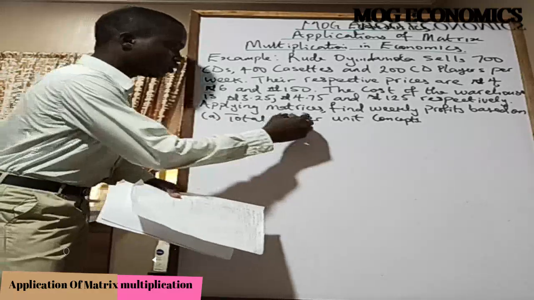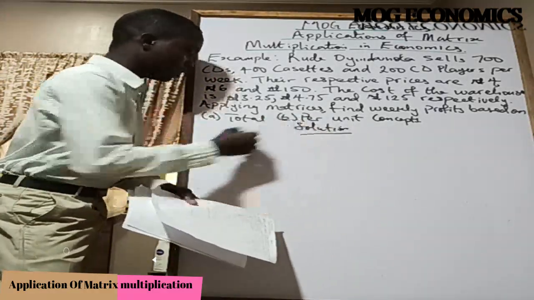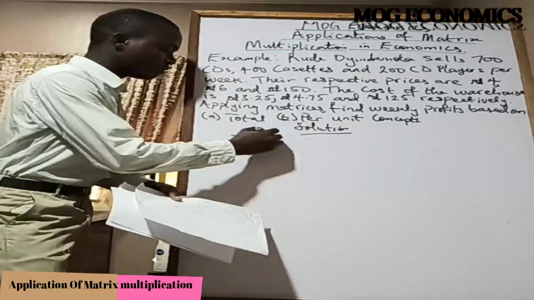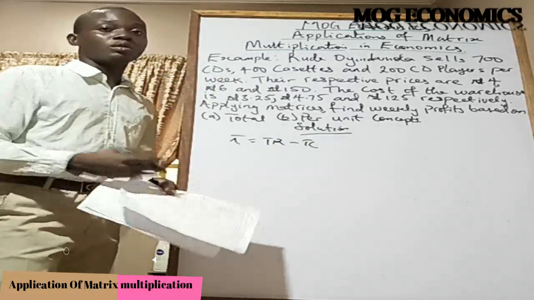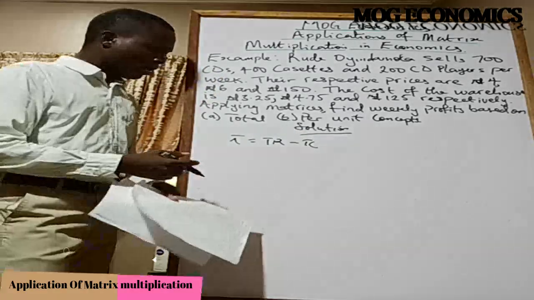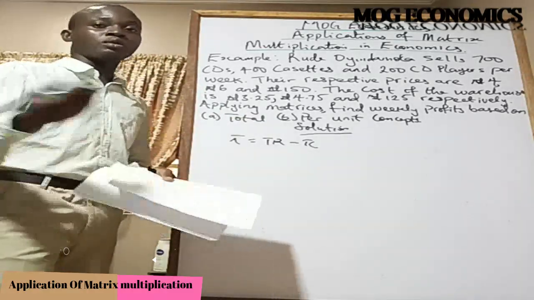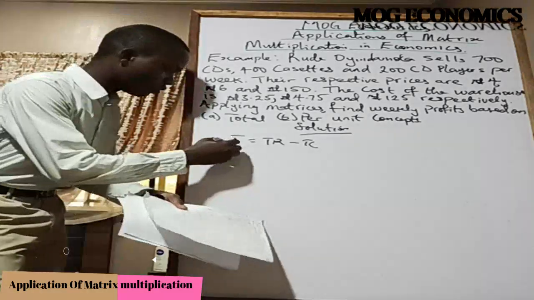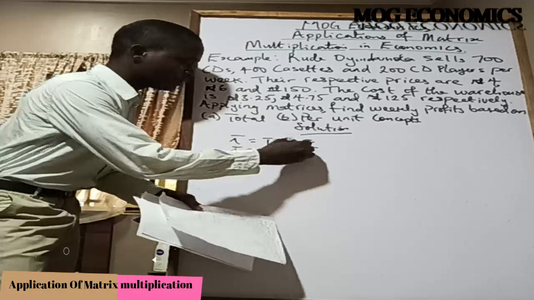So the solution to this: essentially profits, which is represented as pi in economics, is total revenue minus your total cost, right? Total revenue could be called sales in accounting or thereabout. So how do you get total revenue? That's the price of the commodity multiplied by the quantity you're selling. So this is going to be equal to PQ minus TC.